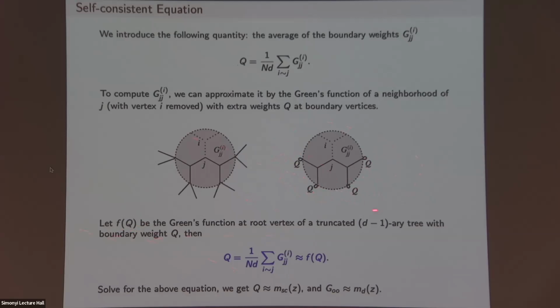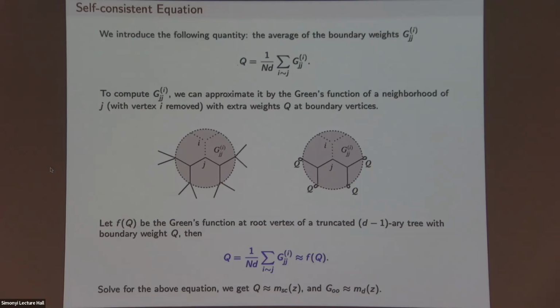Although this F(Q) is still quite complicated, it's explicit. It's just a tree computation. You can compute it, and the self-consistent equation we get is that Q should be approximated by this F(Q). This is the self-consistent equation we will use. And this equation, you can just really sit down and compute it and solve it. The solution of Q equals F(Q) is exactly given by m_semicircle, the Stieltjes transform of the semicircle distribution. And if you plug this m_semicircle into the computation for the G_OO, then you will get the Stieltjes transform of the Kesten-McKay distribution, which is exactly what we want. So this somehow indicates this should be the correct self-consistent equation.